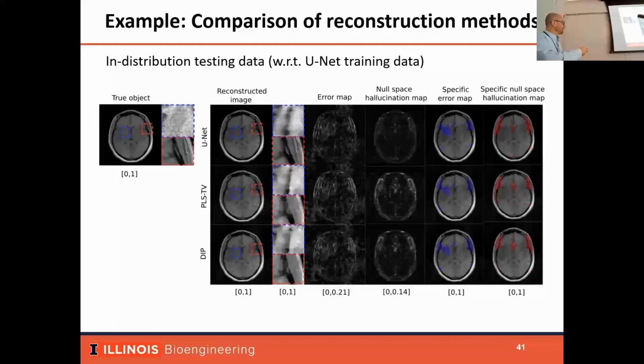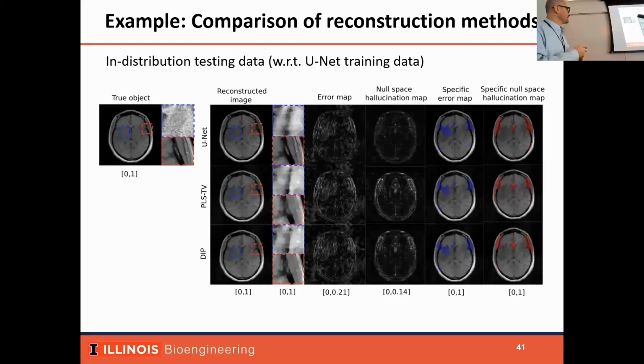So we trained a UNet on a collection of brain images from the NYU fastMRI data set. We also implemented a PLS-TV method and a deep image prior method. Again, the regularization parameter for the PLS-TV was just heuristically chosen, so we're not going to claim anything about optimality. We just want to demonstrate things. Here are some results. The true object is shown on the upper left, with a couple of ROIs in blue and red. In each row, we show the images corresponding to each reconstruction method: UNet, PLS-TV, DIP.